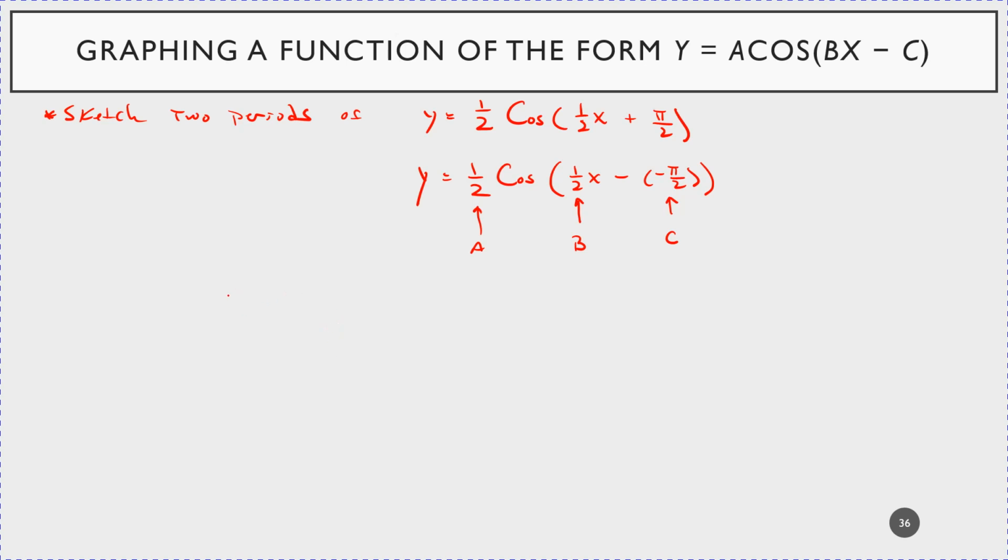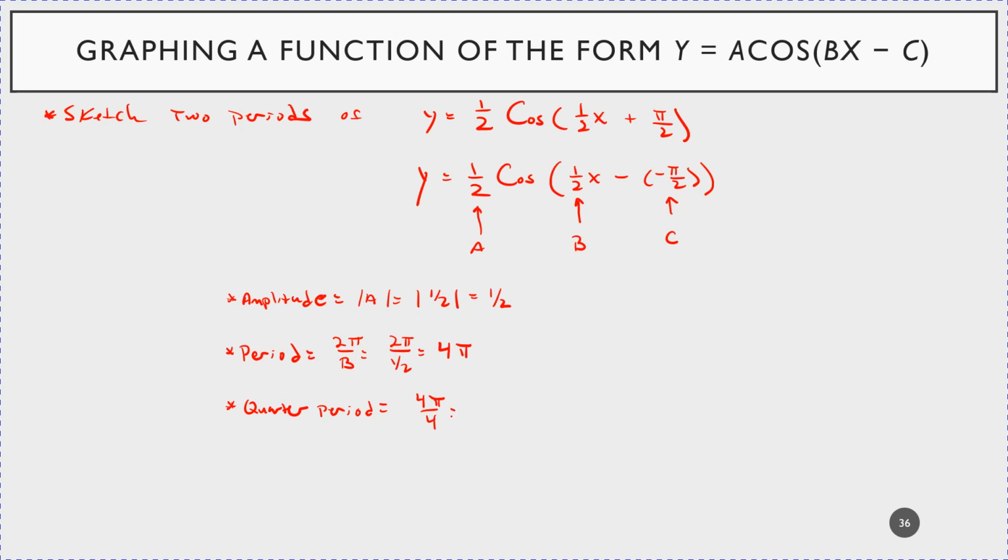All right, so the amplitude. It's the absolute value of A, which is the absolute value of 1/2, which is just 1/2. So this graph is just going to go from -1/2 to 1/2 here. Now my period, that's 2 pi divided by b. This is 2 pi divided by 1/2. So this becomes 2 pi times 2, which ends up just being 4 pi. This is going to work out very nicely, you'll see. Then the quarter period, you're just going to take 4 pi and divide it by 4. This is nice. So this is just pi.